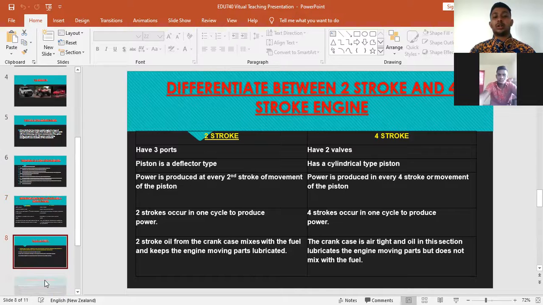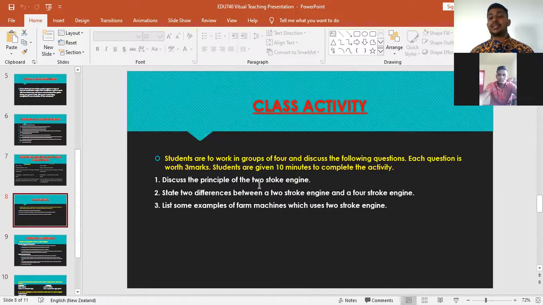Now I would like to call on my colleague Shavin Lal to continue with the class activity and the conclusion part. Shavin.